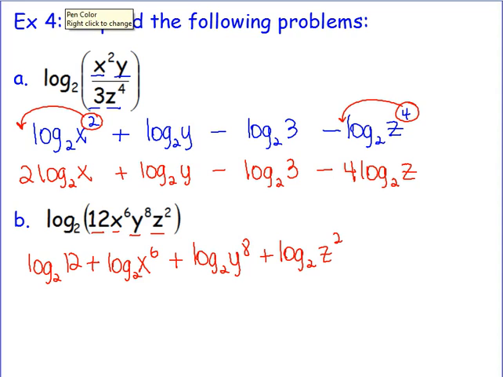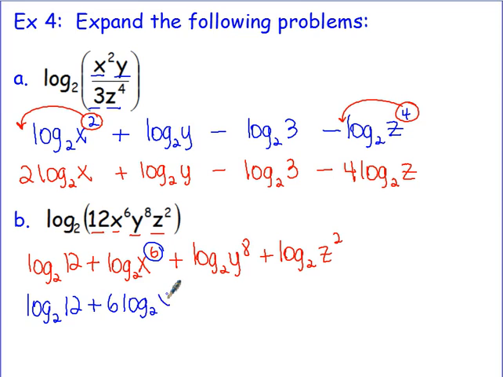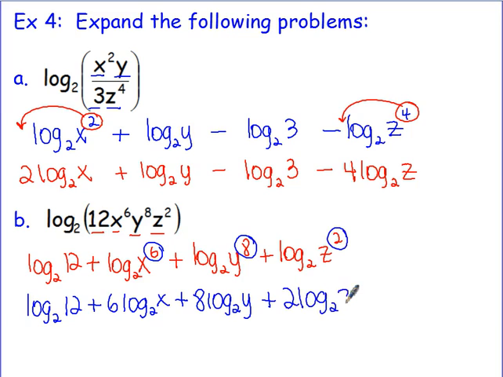And then your last step, 3 different exponents. This log doesn't change, plus the 6 comes in front, 6 log base 2 of x, plus the 8 comes in front, 8 log base 2 of y, plus, and this 2 comes in front, 2 log base 2 of z. So that's the second kind of problem that you are going to see on your homework.